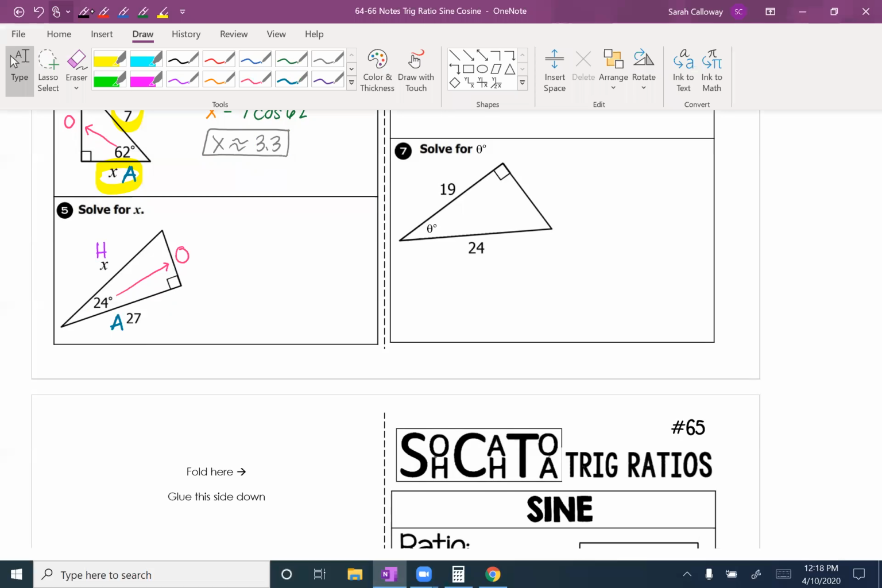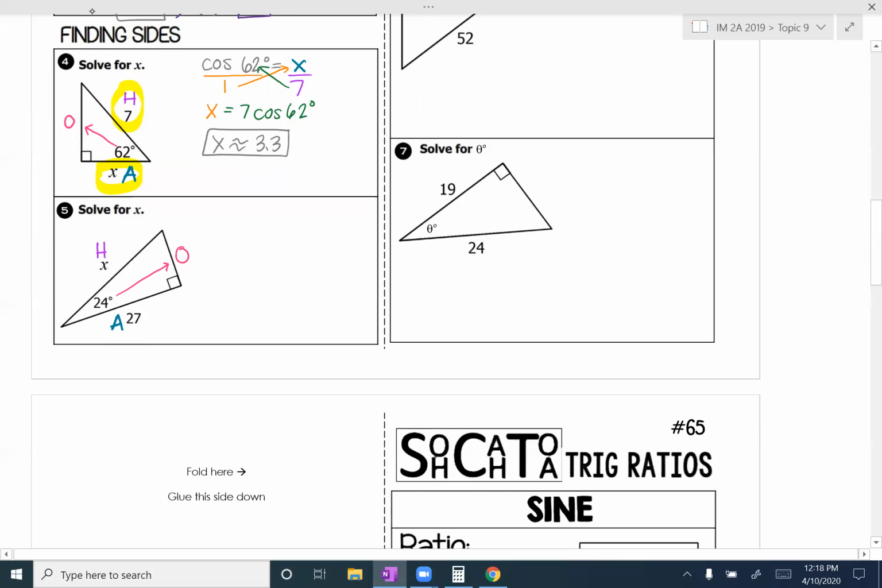So the process for solving is going to change, but the setup's the same. I'm going to use cosine because I know A and I want to know H, and that's the trig function with those two letters in it. So I've got cosine of 24 degrees is equal to A, 27, divided by H, which is x. So 27 over x is the ratio for cosine of 24. This is going to allow us to solve for x.